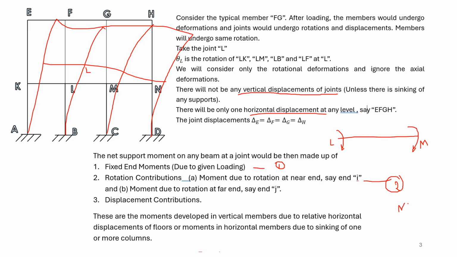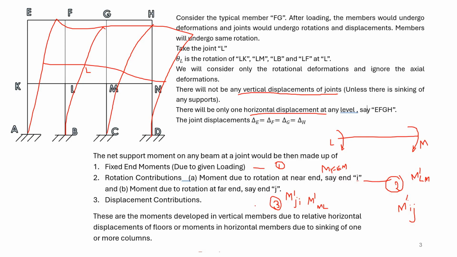So this is the fixed end moment FEM, the second one is M dash IJ, and the third one is the moment due to rotation of the far end, that is M dash JI. You can also call these M dash LM and M dash ML. This is the rotation contribution moment due to the near end, and this is the rotation contribution moment due to the far end.